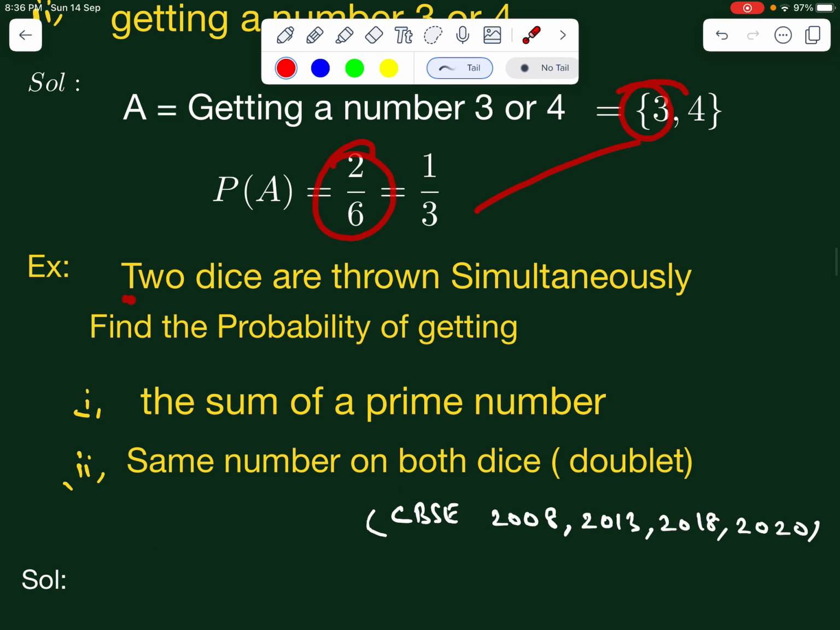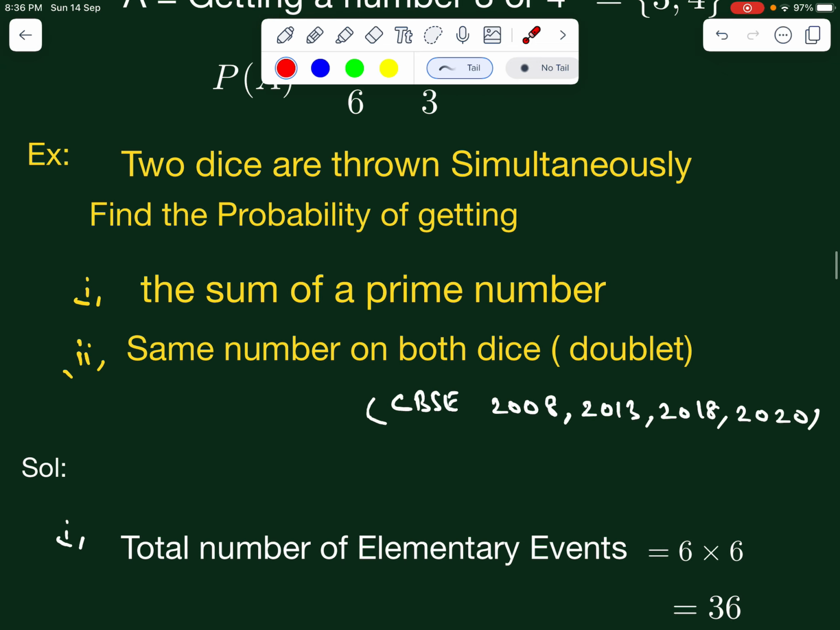Next, two dice are thrown simultaneously. Find the probability of getting: first question, the sum is a prime number. Second question, the same number on both dice. You can observe these questions came 3, 4 times in the CBSE examination.